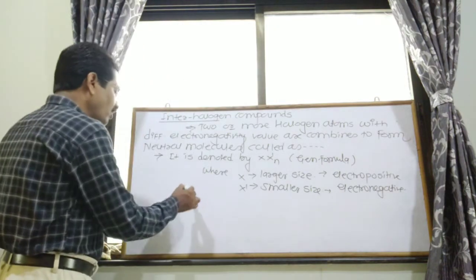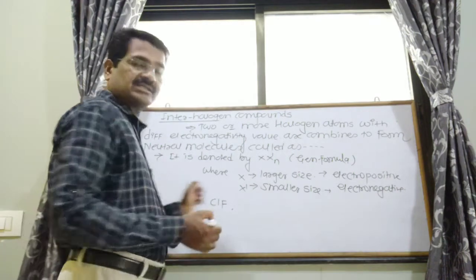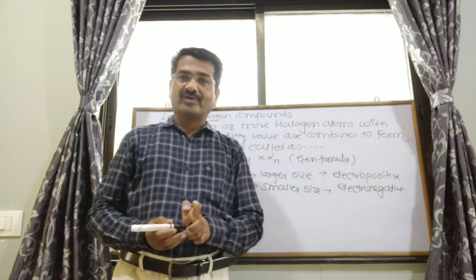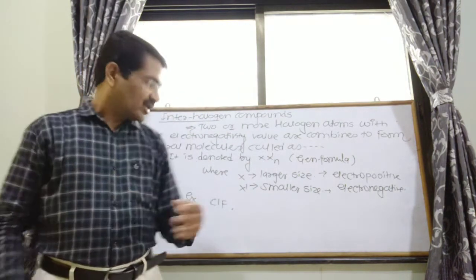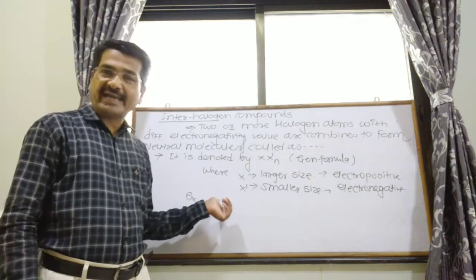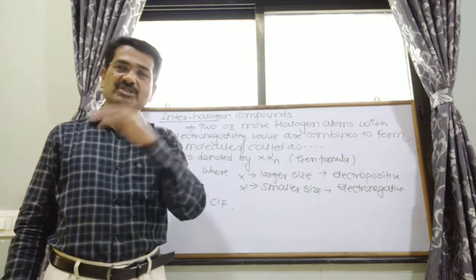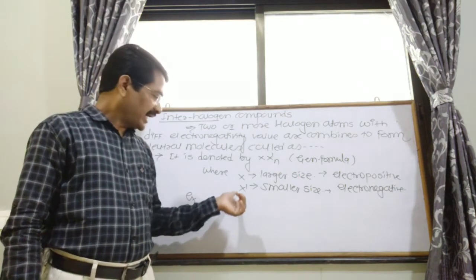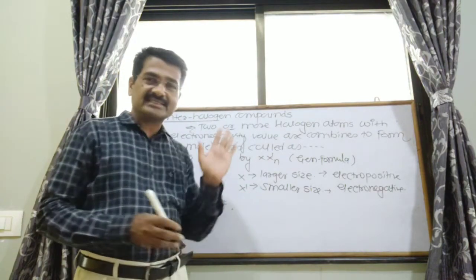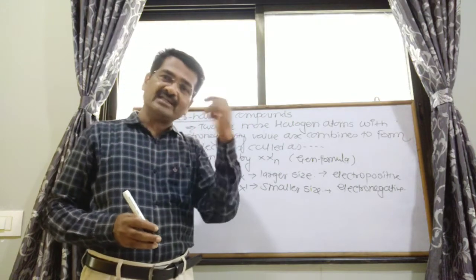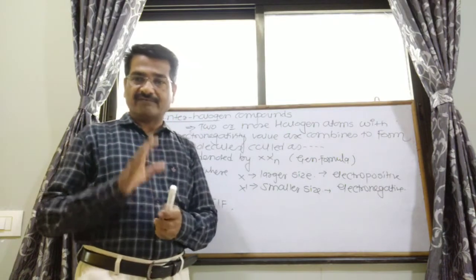For example of interhalogen compounds, ClF, chlorine fluoride. How to pronounce it? Chlorine fluoride. Chlorine is the parent, having the bigger size, electropositive in nature as compared to fluorine. And fluorine is more electronegative and smaller in size. So this compound is called chlorine fluoride. Do not write fluorine chloride. It is chlorine fluoride, ClF.